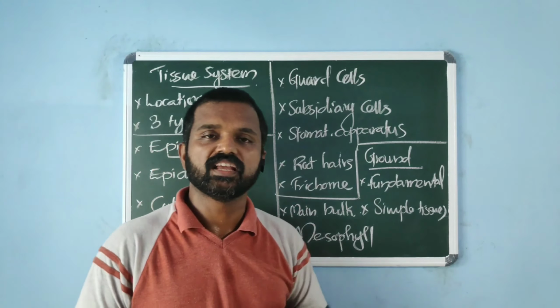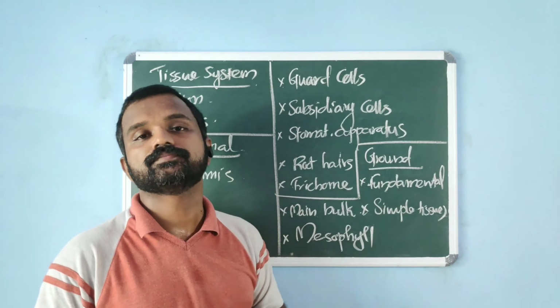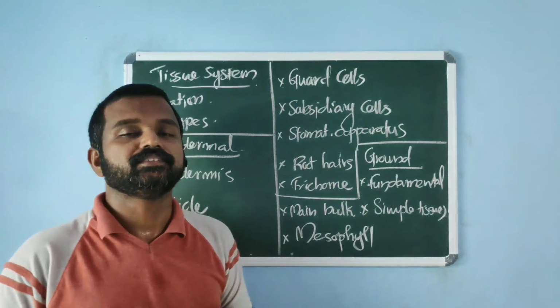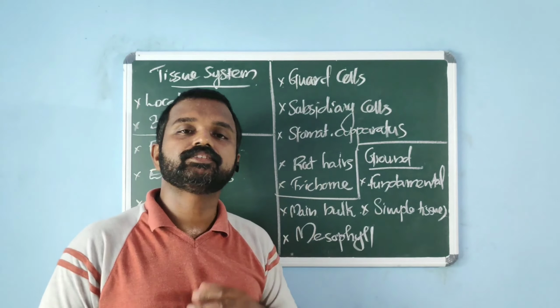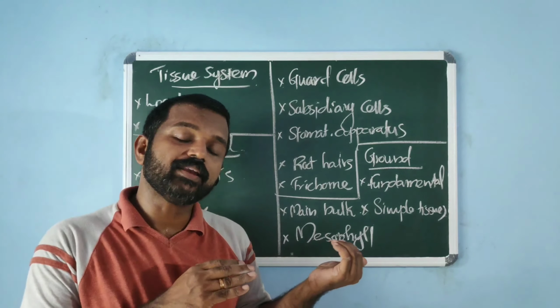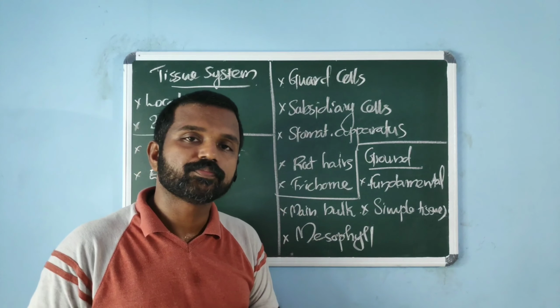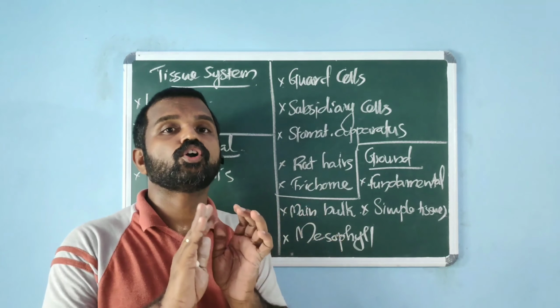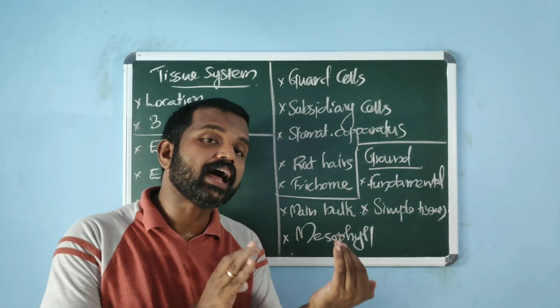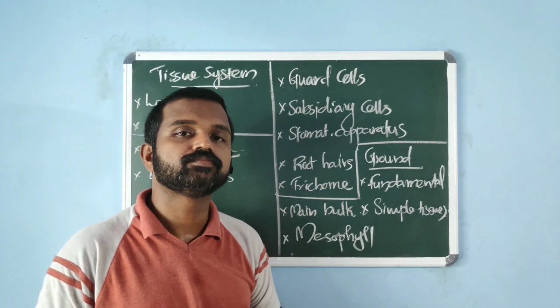Then trichomes. Trichomes are multicellular. These are stem hairs, and trichomes prevent water loss. Trichomes can be secretory also. They can be either soft or stiff. They can be either branched or unbranched.